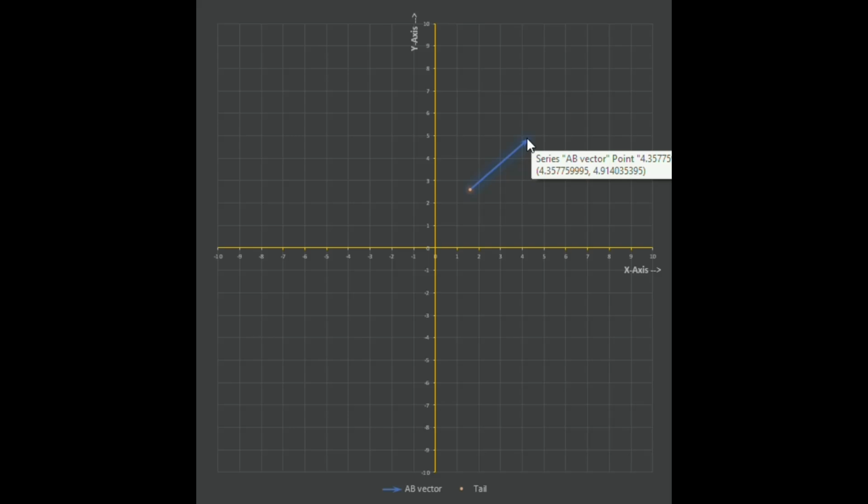Here it's computed to be 4.3577, 4.91403, etc. So what does this mean? AB vector: that end point is actually the final coordinate of that point, if you will. And there is a start point. So if I move from here to that point, and from there to that point, I get from here to that point. That's exactly what it means.